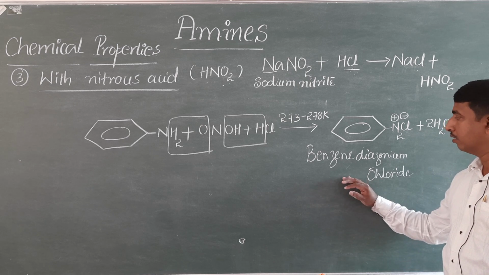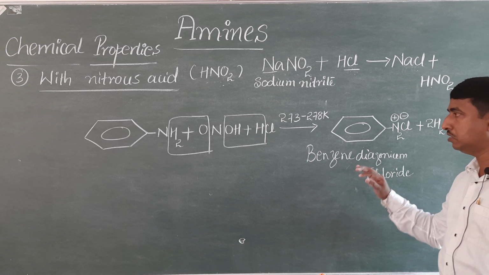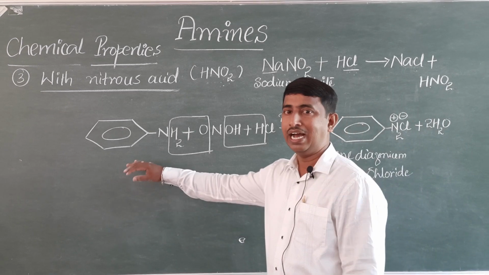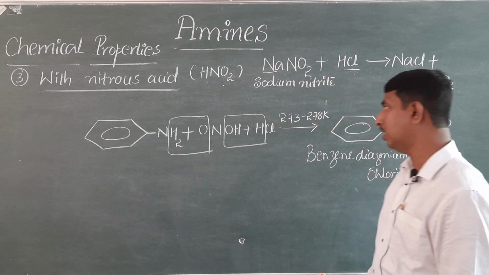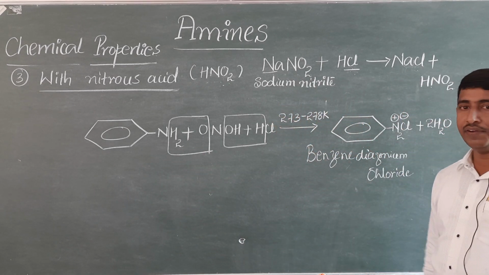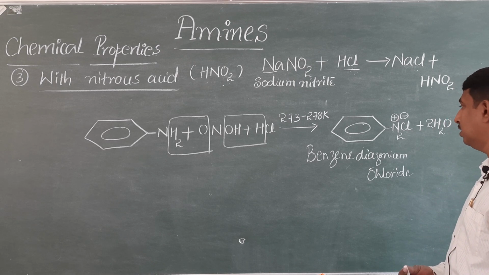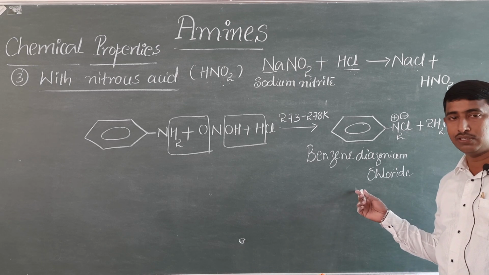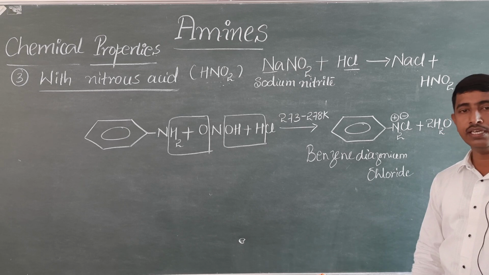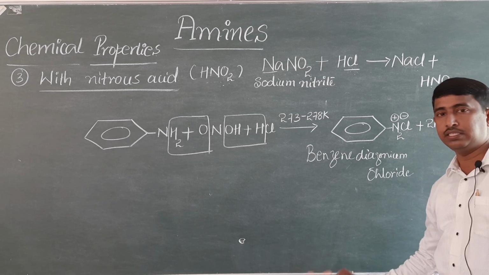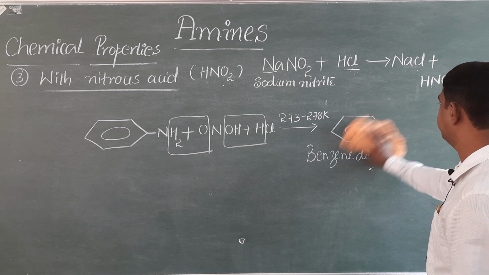So this is benzene diazonium chloride, which is obtained by the reaction of aromatic amine with nitrous acid at a temperature of 273 to 278 Kelvin. The product is called a diazonium salt, or benzene diazonium chloride.